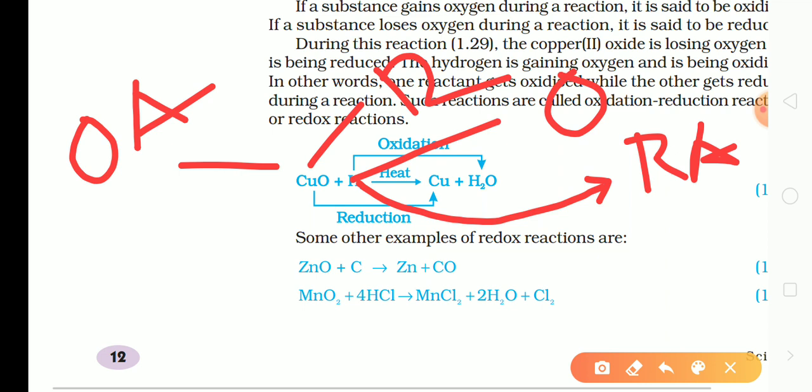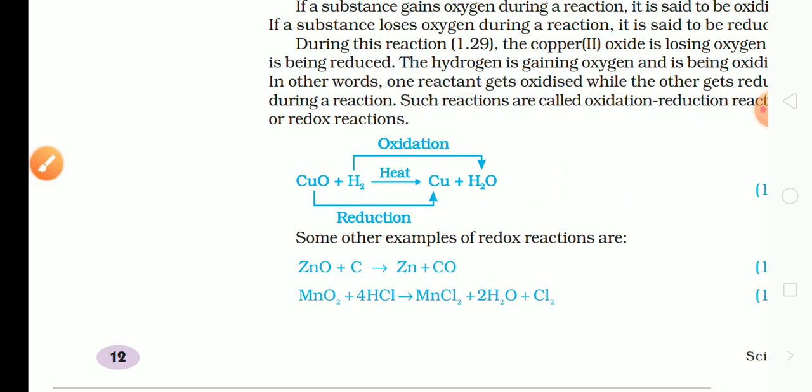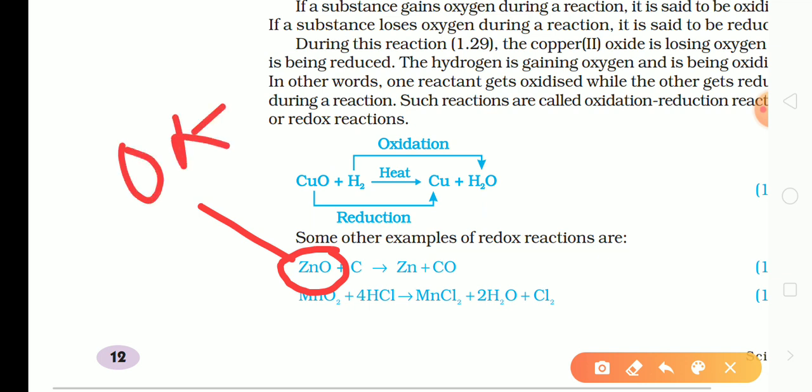First of all you need to check which substance gains or loses oxygen, to find out which undergoes oxidation and which undergoes reduction. So the substance which undergoes oxidation is called the reducing agent, and the substance which undergoes reduction is called the oxidizing agent. Practice a bit more, and finally you will get it. Look at this example. Zinc oxide is undergoing reduction, which means it is an oxidizing agent, and coke is getting oxidized, so it is a reducing agent.